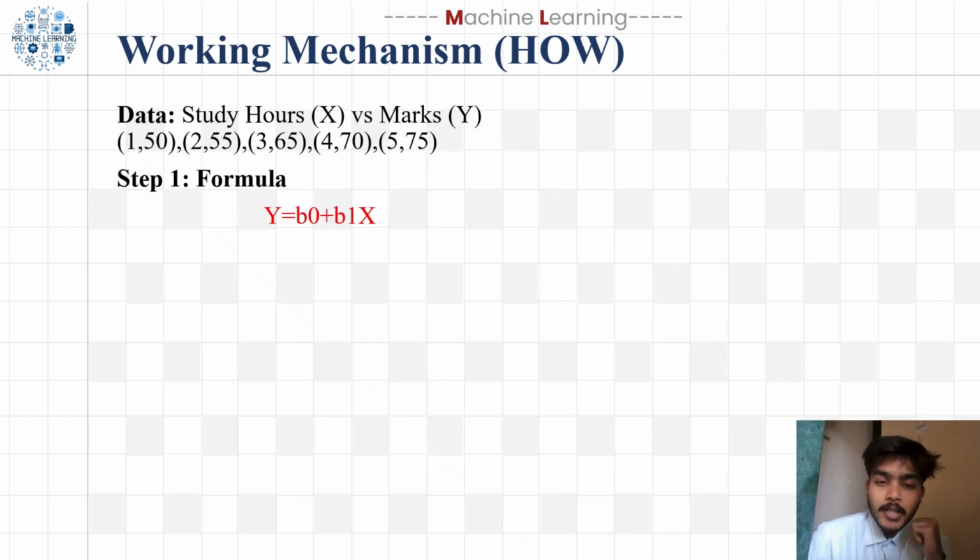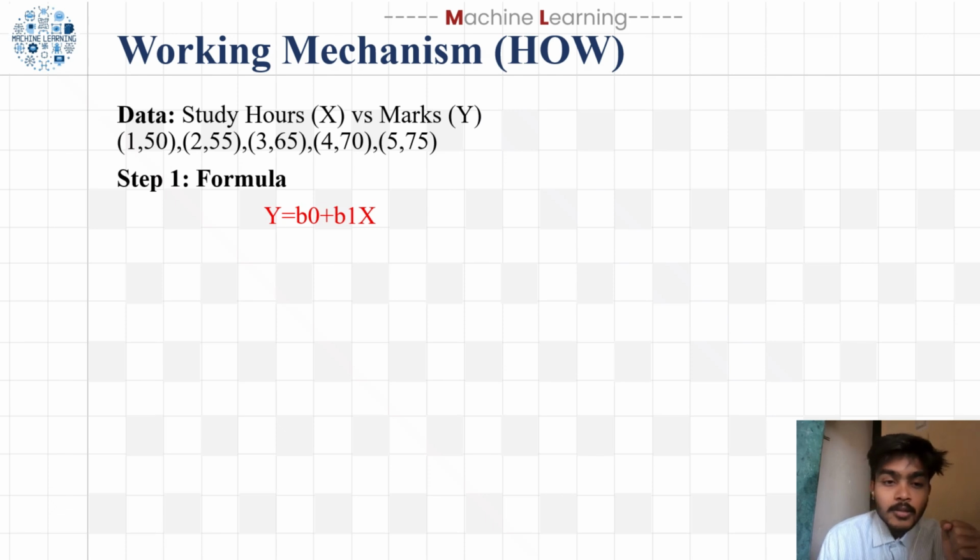So let's understand with an example. Suppose this is our data, study hours versus marks, and we have 1, 50; 2, 55; 3, 65. On X we have study hours and on Y we have marks. So how will we solve it by simple linear regression?